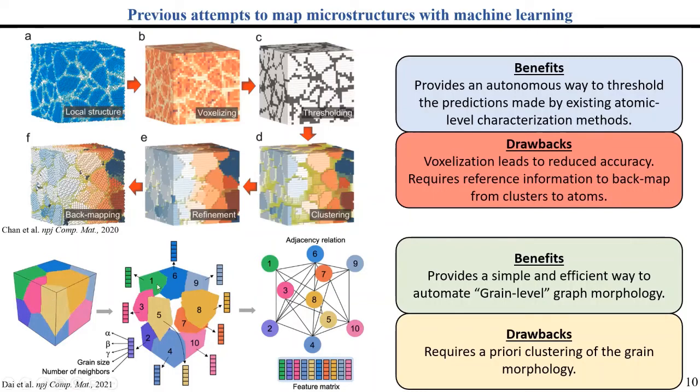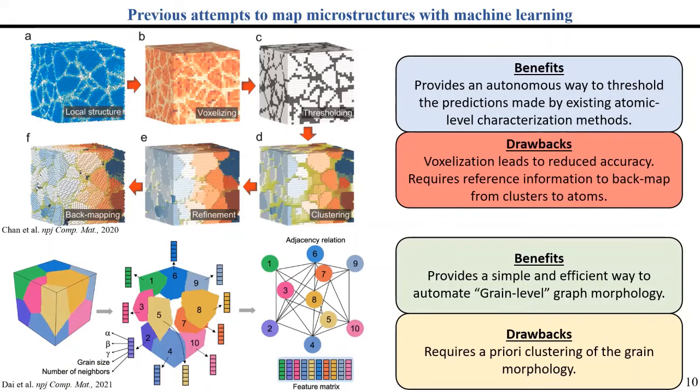The second one is a very interesting approach, which I'll talk about later, in which if you already know the microstructure, this provides a very intuitive way to construct a higher level graph from that microstructure and ultimately be able to map that to a given set of properties.